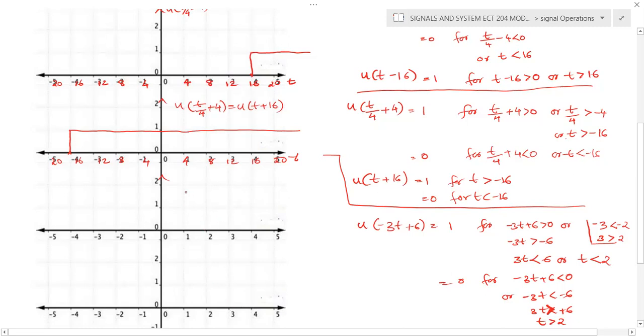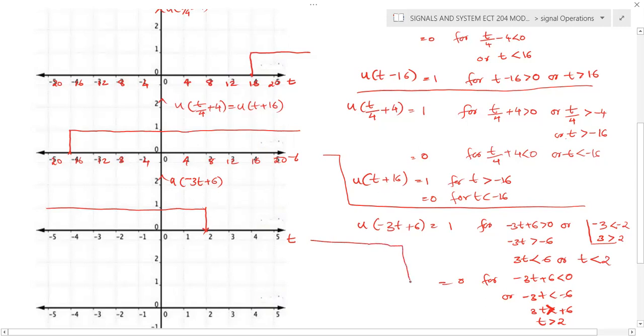You can indicate this is the u of minus 3t plus 6 signal. And this is the point 2. When the function magnitude is 1, t is less than 2. So when t less than 2 means towards left, towards left, the function magnitude is 1. So this is the t axis. Now this is the second question, third question. It's all about the third question.